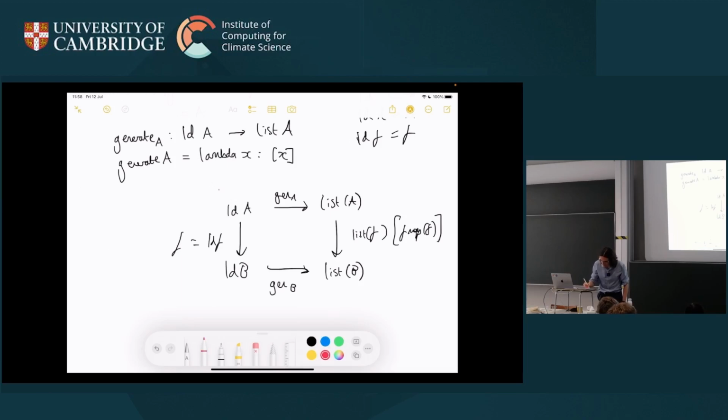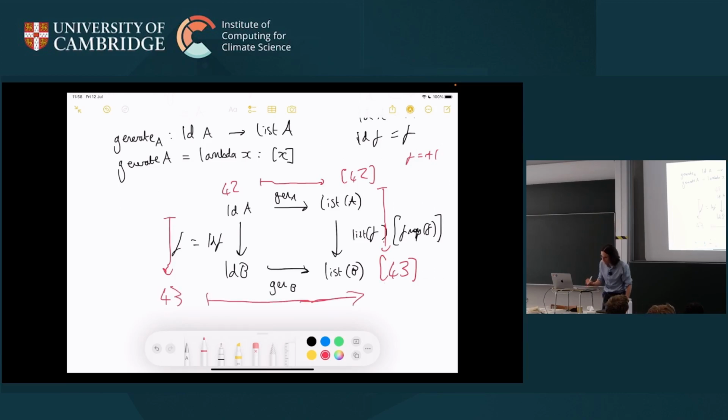So imagine coming into here, I have the number 42. If I follow this way around the square, I get a singleton list of 42. And let's say our function f is equal to doing +1. So when I go down this way, what I get is the list with 43. Okay, so I'm evaluating this now, going around the square. Now if I do f first, I get 43.